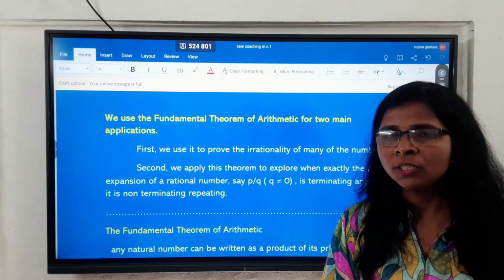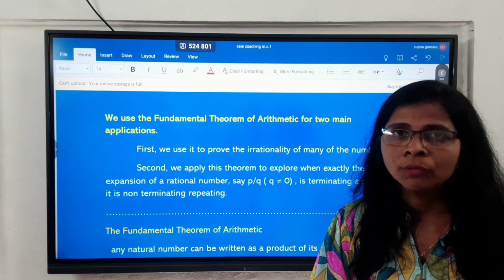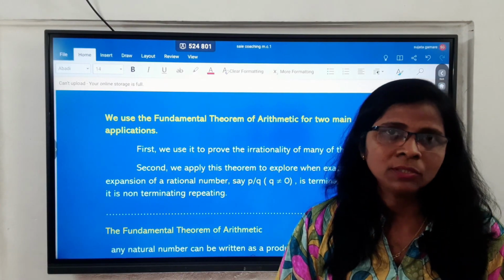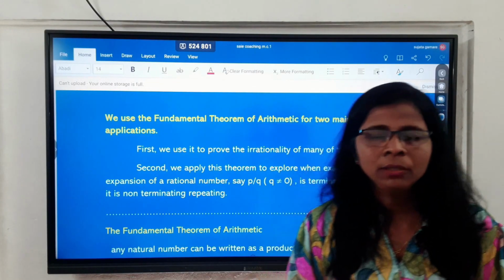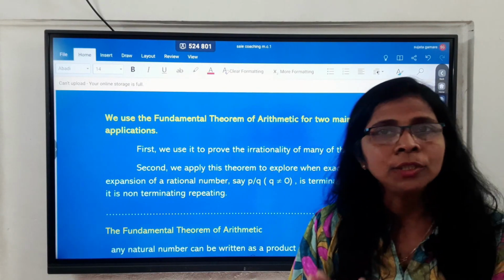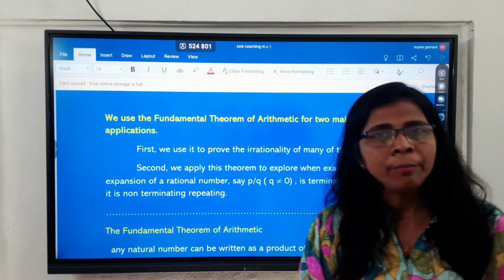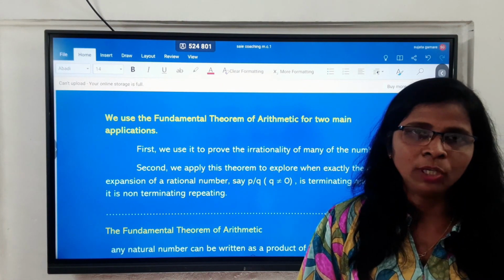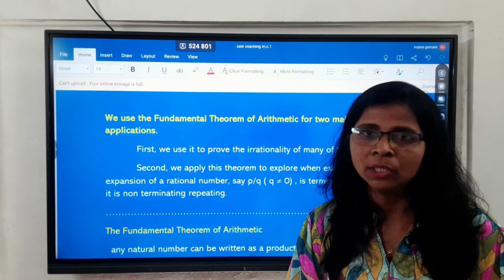You know what a rational number is? A rational number means any number which is of the form p upon q, where p and q are integers and q is not equal to 0. Such a number is called a rational number. And you also know what irrational numbers are. The numbers which are not in the form p upon q, where p and q are integers and q is not equal to 0, are called irrational numbers.